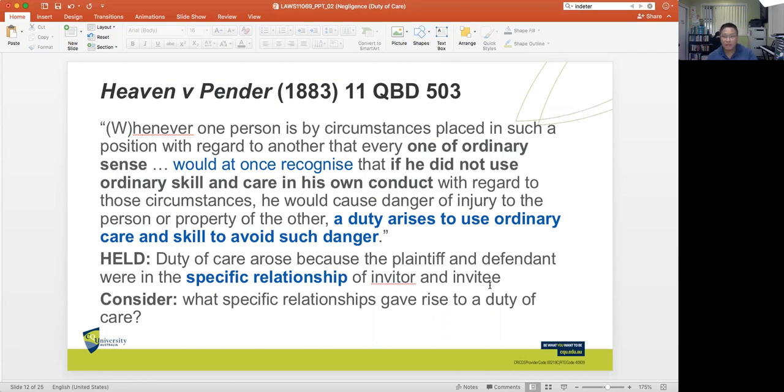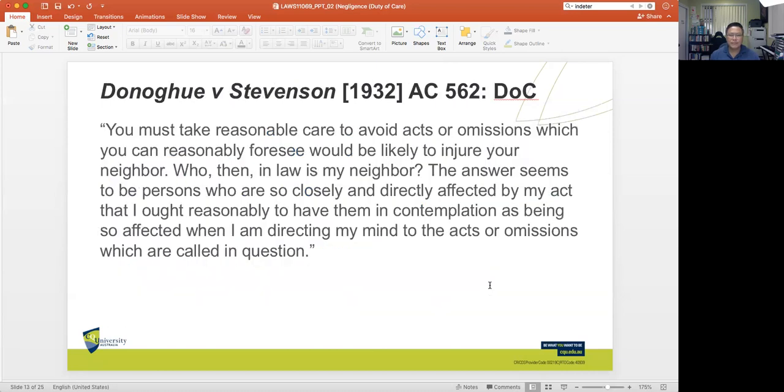One, they could have been previously invited, and therefore they assumed they could just come to your house. Or it could be that as far as the teens are concerned, if you have a swimming pool there, it becomes a temptation that is just too difficult to resist. And so that will be the basis for a relationship of inviter and invitee that will then ground a duty of care.